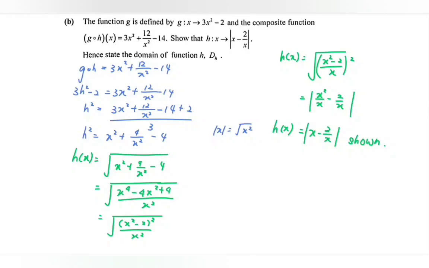Next, state the domain. Referring to the situation, the domain for h will be negative infinity until 0, union 0 until infinity. The reason is because x cannot be equal to 0.